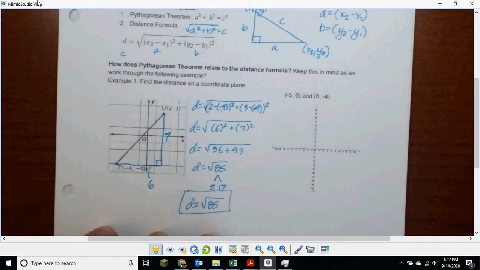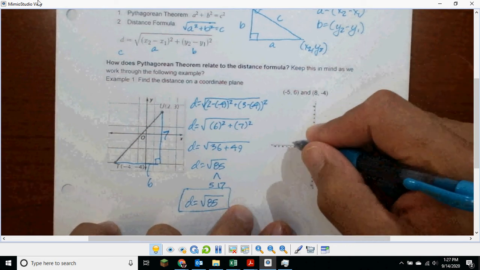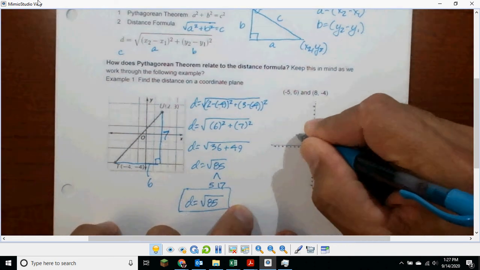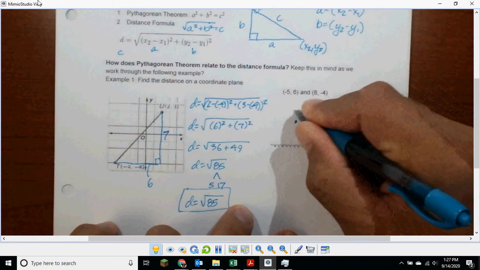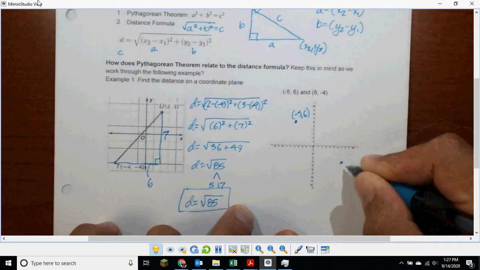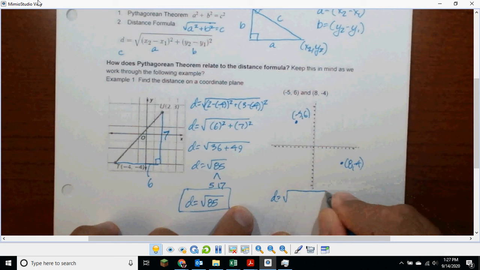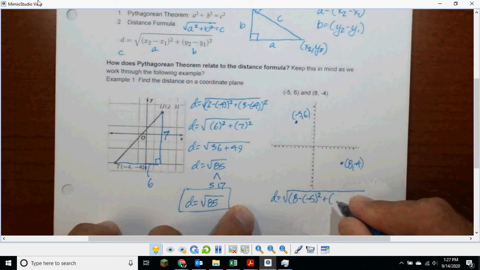All right. At this point, you should have already solved it. So let me plot out the point. -5, 6 is in here, and 8, -4 is in here. So here we go. We're going to plug this into the distance formula. We're going to say 8 minus -5 squared plus 6, sorry, go the other way, -4 minus 6 squared.